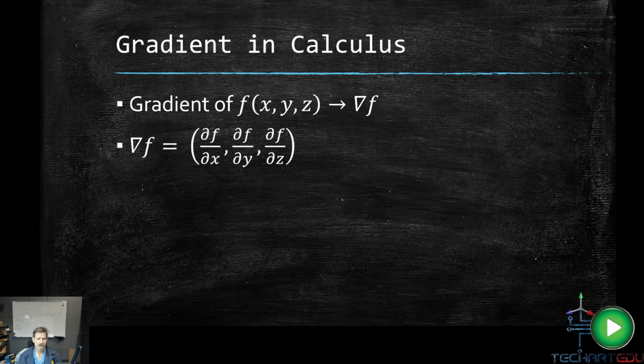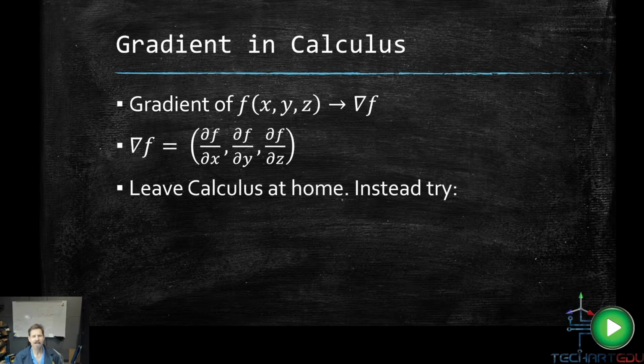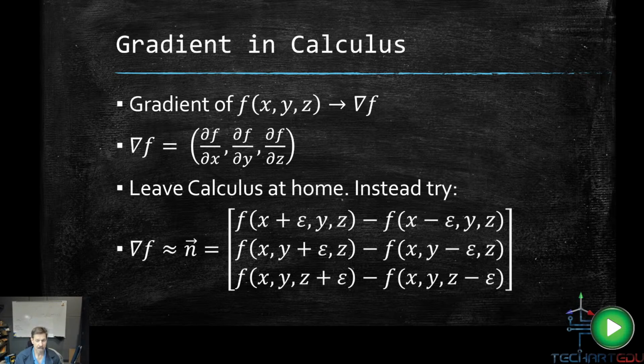It is a partial derivative of the three major axes. That means that the gradient changes with respect to x, with respect to y, and with respect to z, depending on which axis we're looking at. Now, if you're not familiar with what partials mean in calculus, don't worry about it. Because we're going to leave that calculus at home. Don't even bother. Instead, try to do something simple like this. Now, this is much easier. We're going to approximate what that gradient is.